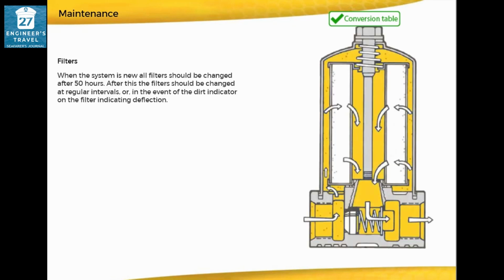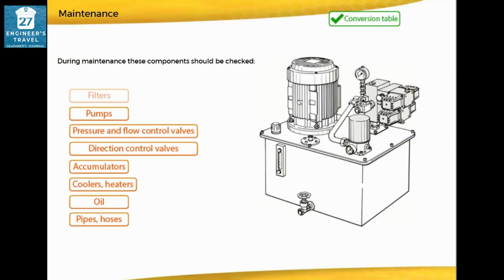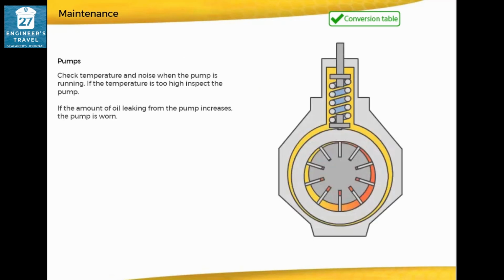Filters. When a system is new, all filters should be changed after 50 hours. After this, the filters should be changed at regular intervals, or in the event of the dirt indicator on the filter indicating deflection. Pumps. Check temperature and noise when the pump is running. If the temperature is too high, inspect the pump. If the amount of oil leaking from the pump increases, the pump is worn.